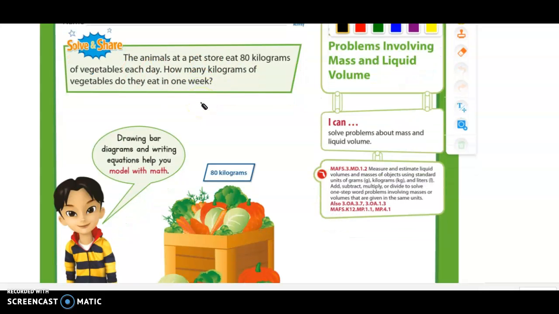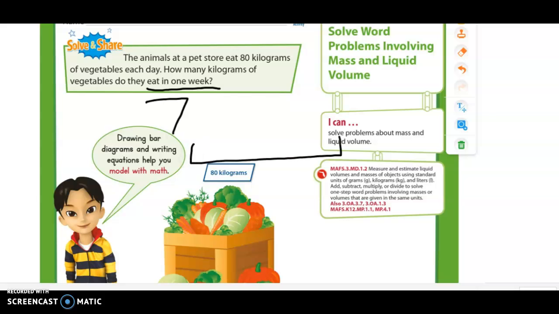Okay, for example, the animals at a pet store eat 80 kilograms of vegetables each day. How many kilograms of vegetables do they eat in 1 week? Well, one of the first things we need to know is how many days are in 1 week. We know there are 7 days in 1 week. So basically what he's saying is these animals eat 80 kilograms a day, and they're going to do that for 7 days, and we want to know what the total is after 7 days. So basically what he's asking is, hey, 80 and 80 and 80 and 80 and 80 and 80 and 80, what do they equal when they're all together?